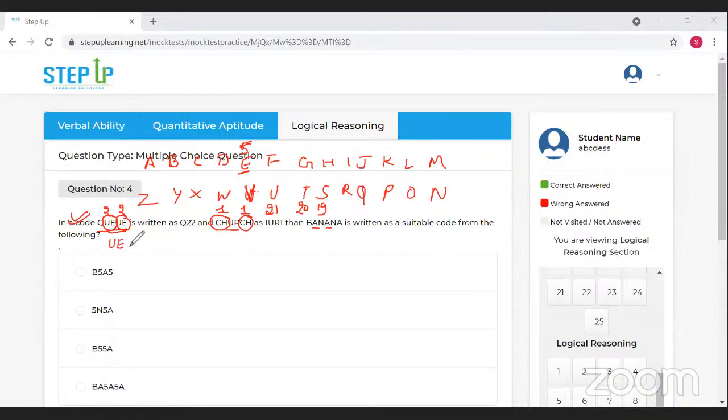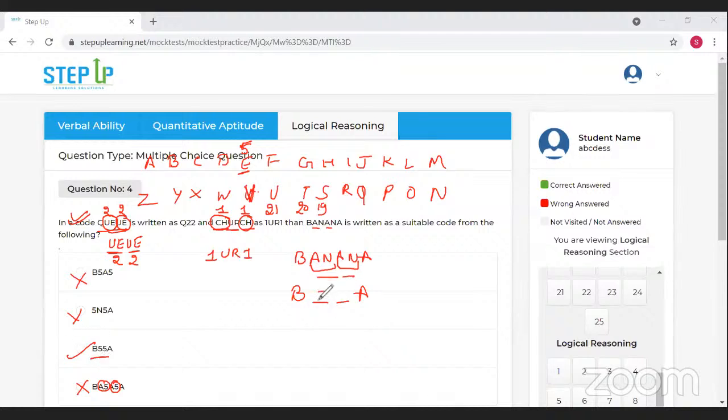Like UE and UE is repeating, so they have taken some number to it. CH is repeating, so they have taken some number to it. So in banana, let's go banana. AN is repeating. It means that B and A should be there, and at the center, 2 numbers should be there. So we are not getting BA at the end. We are getting A5, but 1 number should be there. So yeah, in that case, the answer has to be B55.